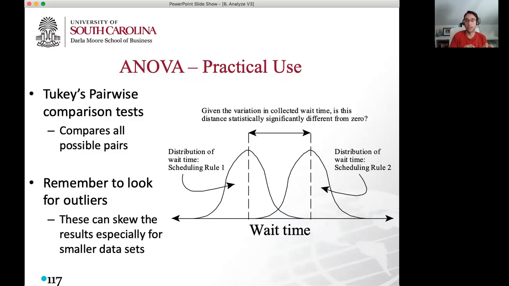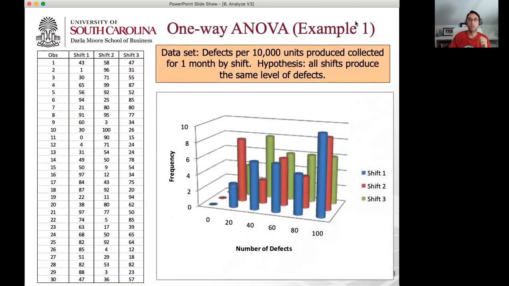Remember here to look at some kind of outliers that you might have, but be careful to not delete everything that you think is going to be weird, right? Especially on smaller data sets. But this is what it's doing here. You have a distribution, and it's looking at the confidence interval and seeing if there is a difference there. So let's take a look at this example.